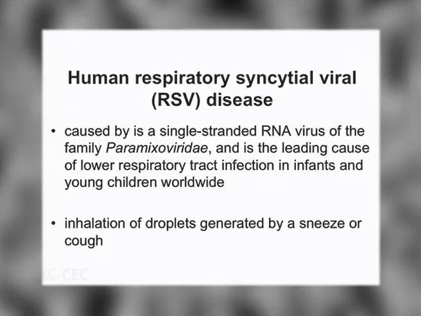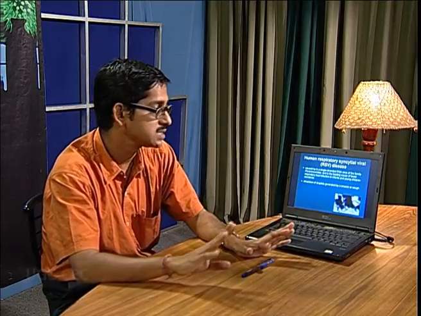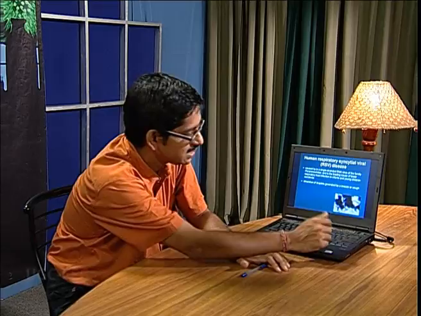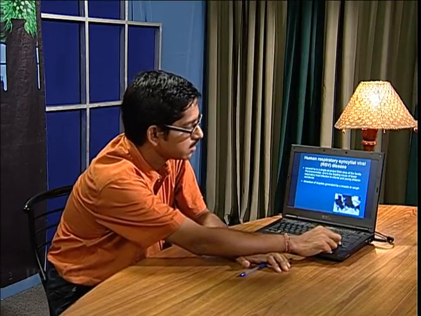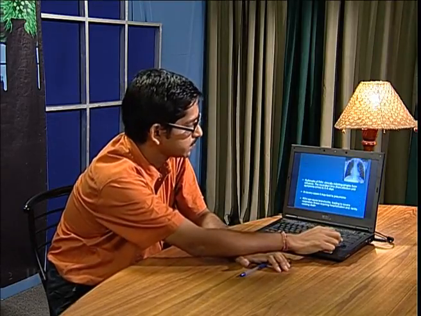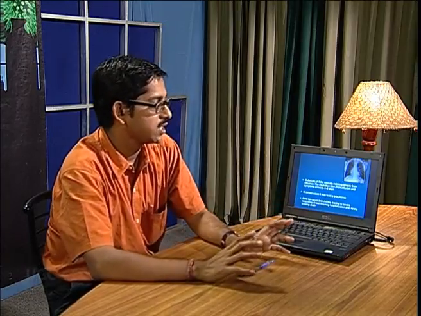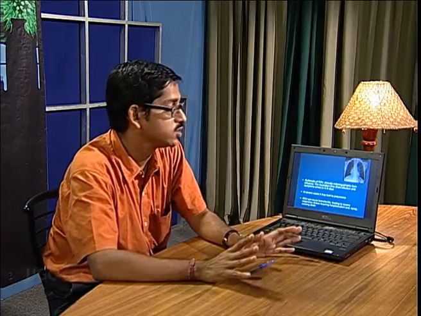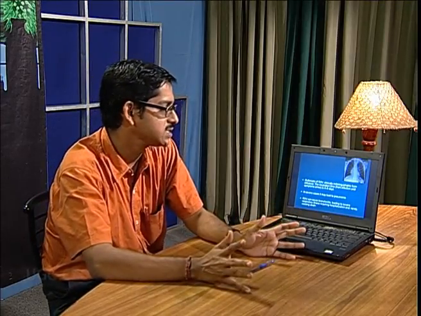Now, what is happening is that if children sneeze or cough, the virus comes out as small droplets, and it can infect healthy human beings in the surrounding area. You can look at the picture. This is again a scanning electron micrograph of the RSV virus. The outbreak of RSV is clinically indistinguishable from the common flu or the influenza virus. The incubation time may be 4 to 5 days.